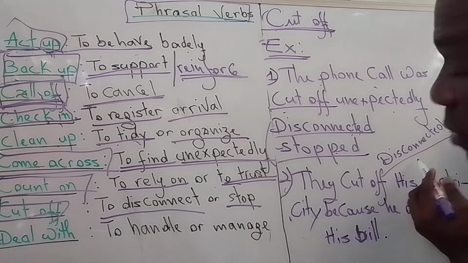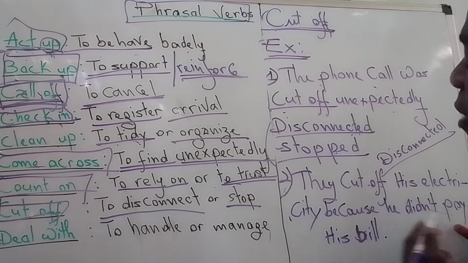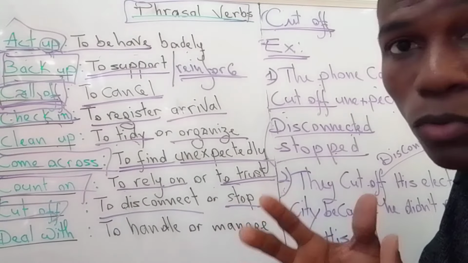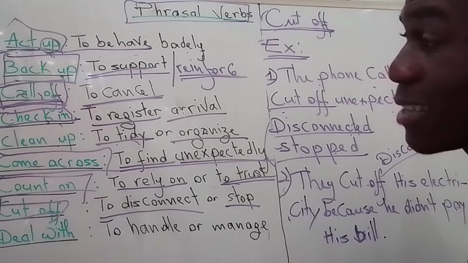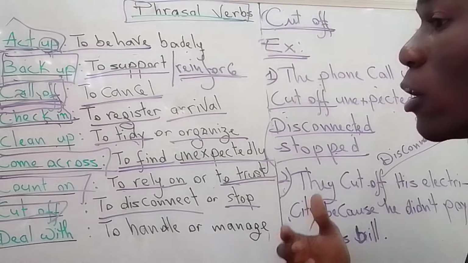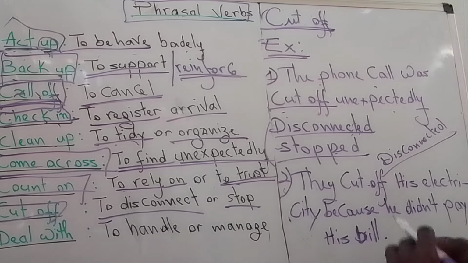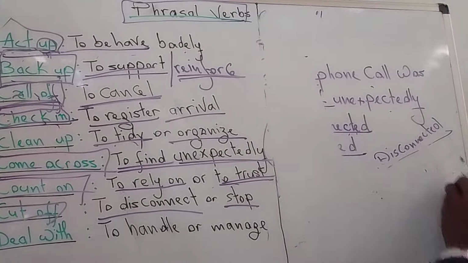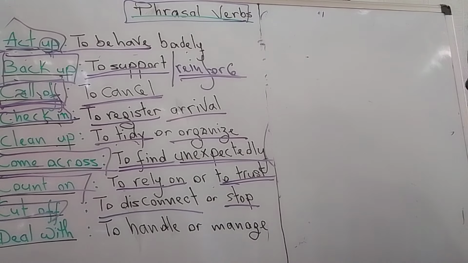Okay, guys? They disconnected his electricity because he didn't pay his bill. Or you can say they stopped his electricity because he didn't pay his bill. Make sure you understand, guys. Understanding these phrasal verbs is really important for you, a learner of English, because when you use phrasal verbs while talking to someone, it makes you sound more professional, like a native, because native Americans really like to use these phrasal verbs in English. Okay? Let's see another phrasal verb.